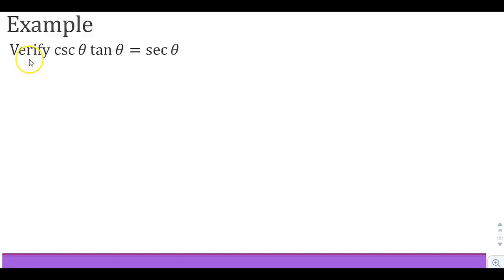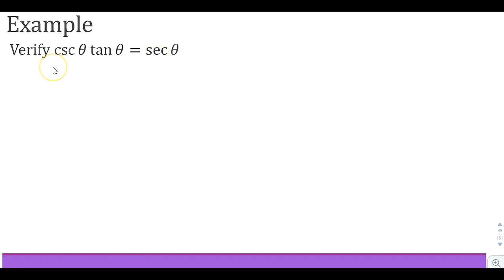In this first example, we're going to verify cosecant theta tangent theta equals secant theta. Before we start, I want to make clear you could see the word verify, establish, or prove, and they all mean the same thing. So we're going to take one side of the equation, usually the more complicated side, so I would say that's the left-hand side here, and we're going to use either algebra or trigonometric identities to rewrite it so that it equals, in this case, the right-hand side.